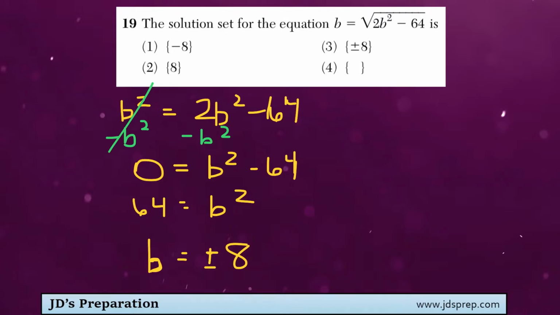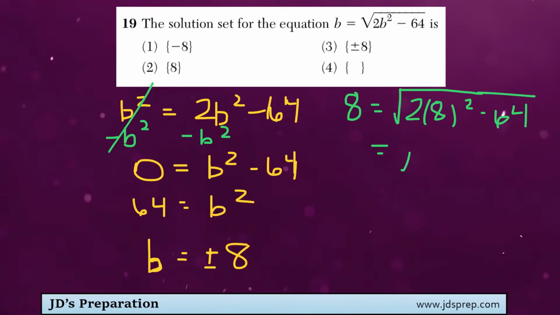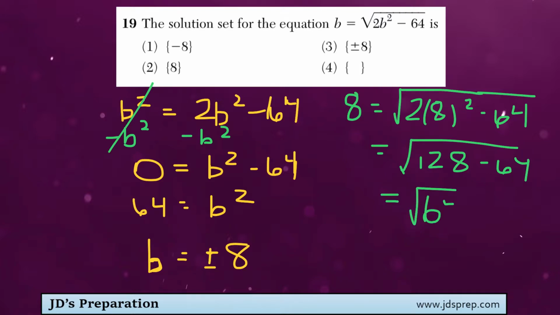Let's start with positive 8. So what I'm doing is I'm rewriting the original equation, but I'm replacing b with the value of 8. And we're going to see if it holds up, if it's in fact true. Okay, so on the right-hand side here, if we simplify this, 8 squared, 64, times 2 is 128. 128 minus 64 is 64. Okay, and that is in fact true. 8 equals 8, so that checks out.